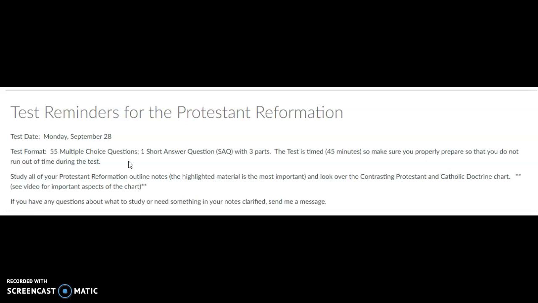I would also suggest that you look over that contrasting Protestant and Catholic doctrine chart. This was posted on one of our Canvas pages many days ago. So if you were not in class to get a paper copy, you should be able to still print this out. So just go back and find that link if you truly want to print it out.